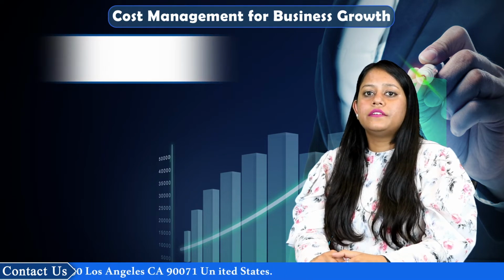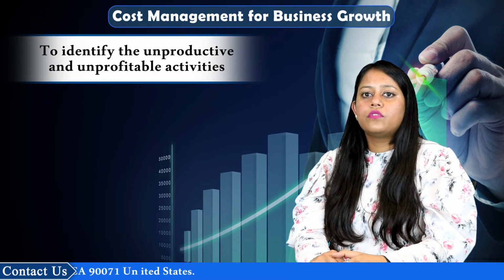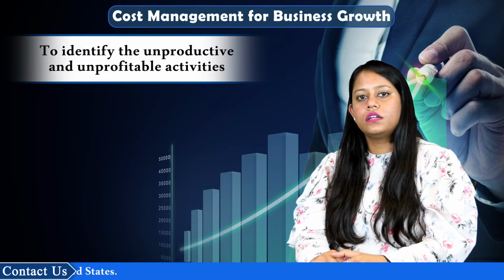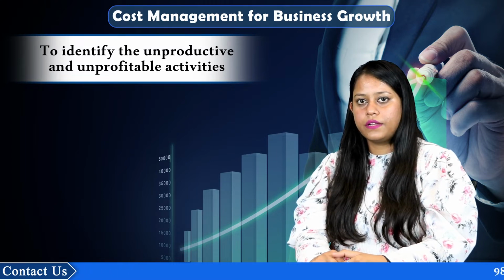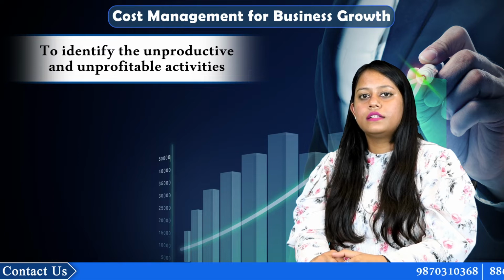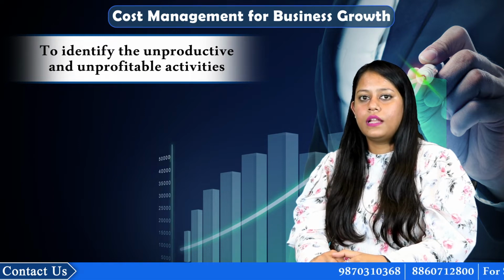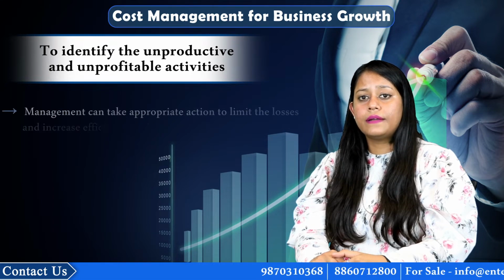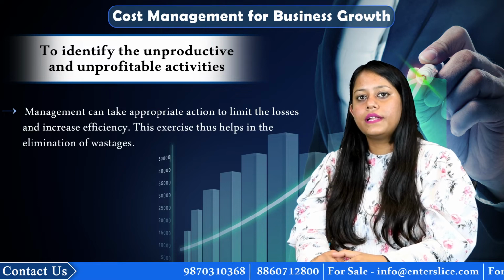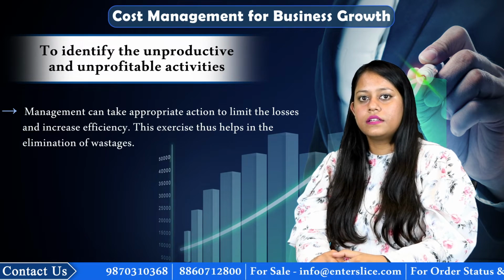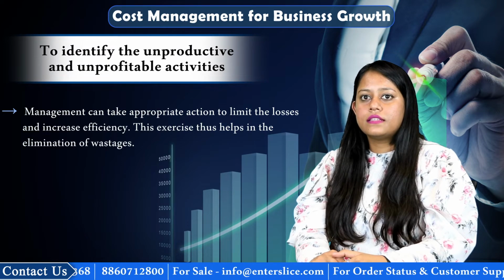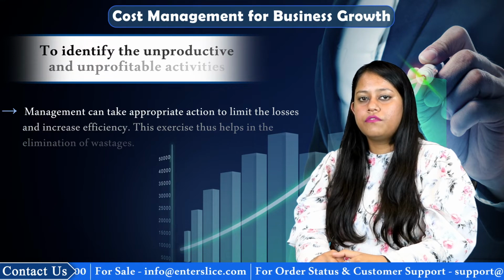Next is to identify the unproductive and unprofitable activities. Another important objective of cost management is to identify the unproductive and unprofitable activities in the production so that management can take appropriate action to limit the losses and increase efficiency. This exercise does help in the elimination of wastage.